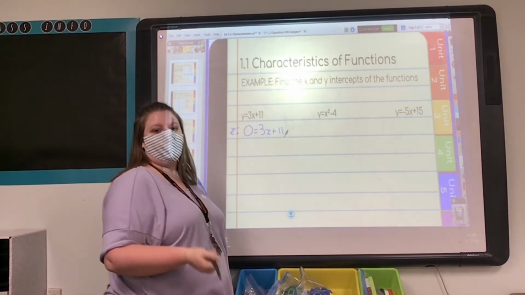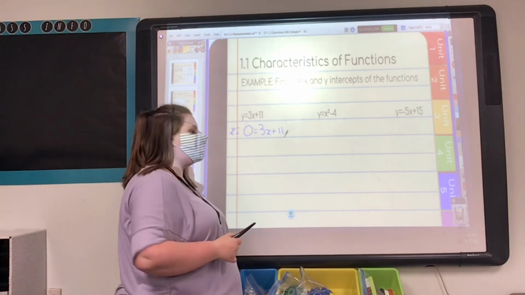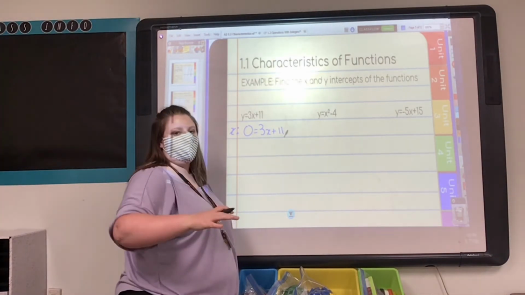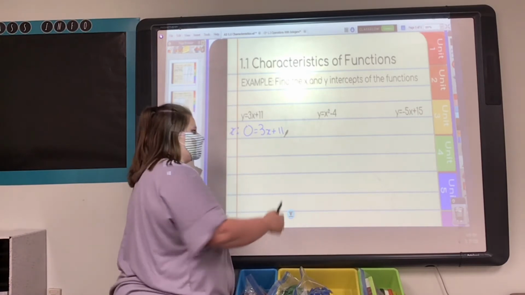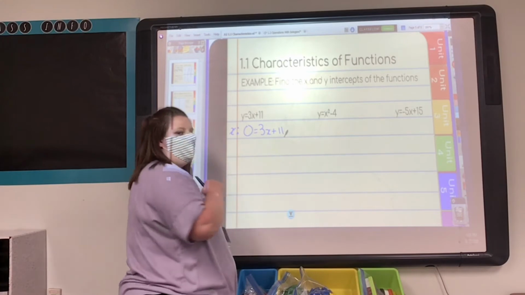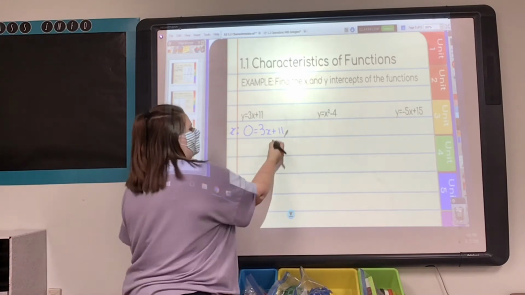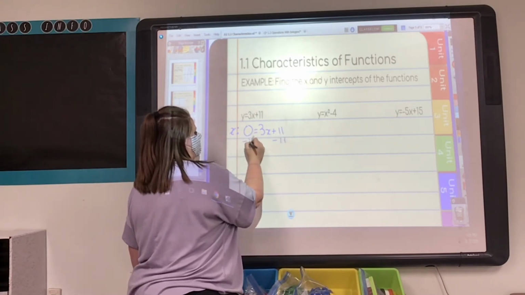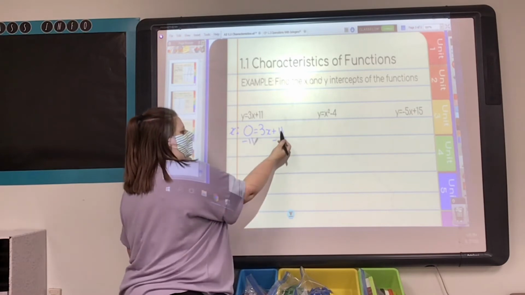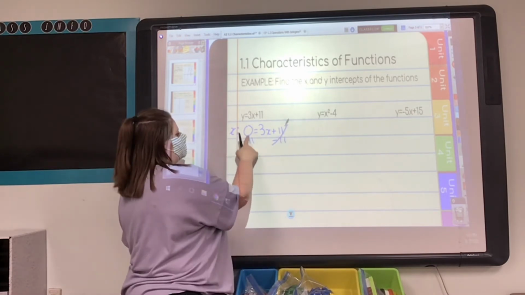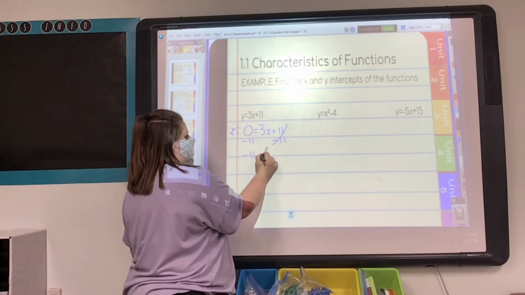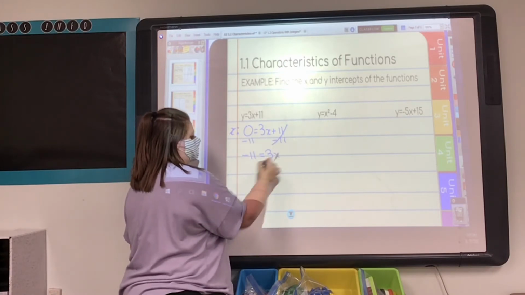Then I need to solve for x. And when I'm solving an equation, I work the order of operations backwards. So I start with adding and subtracting. So here I have a plus 11. I need to get x by itself. So I need to get rid of that plus 11 by subtracting 11. 11 minus 11 is 0, so those would cancel out. 0 minus 11 is negative 11, and then we can bring down the 3x.